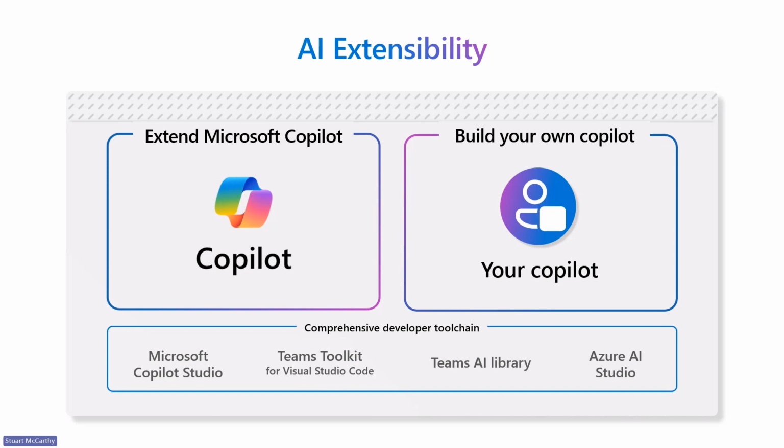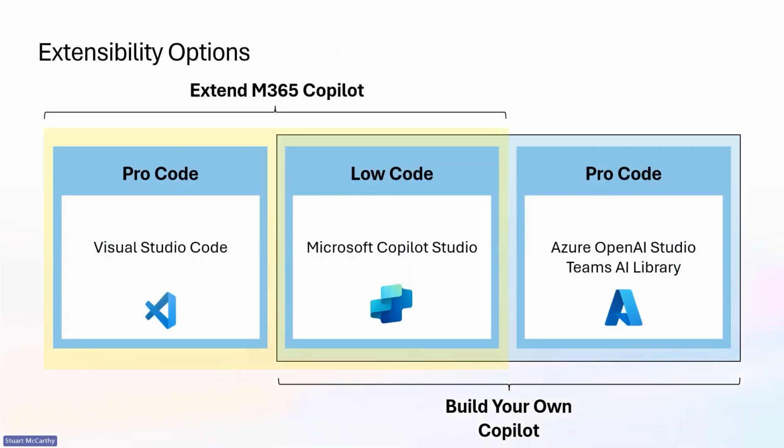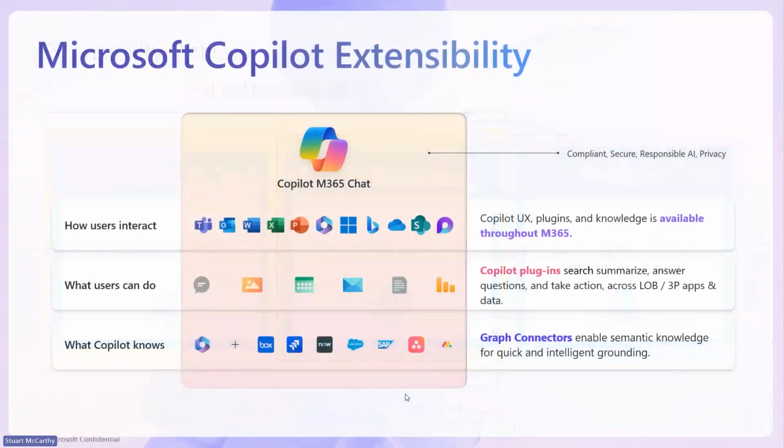And then we can see across the bottom, we have a range of developer tools that enable us to go ahead and do that, depending on whether we want to use code or whether we want to go with a low-code, no-code solution. We can see again on this slide, we can see both sides of that. So we've got extending M365 Copilot. We can do that in Visual Studio, or we can use Copilot Studio to do that extension piece. Or if we're building our own Copilot, we can do the same in Visual Studio using Teams AI libraries and the OpenAI Studio, but we can also do it inside Copilot Studio. And we're going to show you the differences between that today.